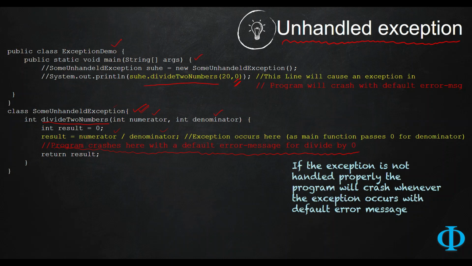So if the exception is not handled properly, the program will crash whenever the exception occurs, with the default error message. So if you want to continue running the program, or if you want your program to recover from this type of exception, you have to handle it properly. So how to handle that? That we are going to learn next.